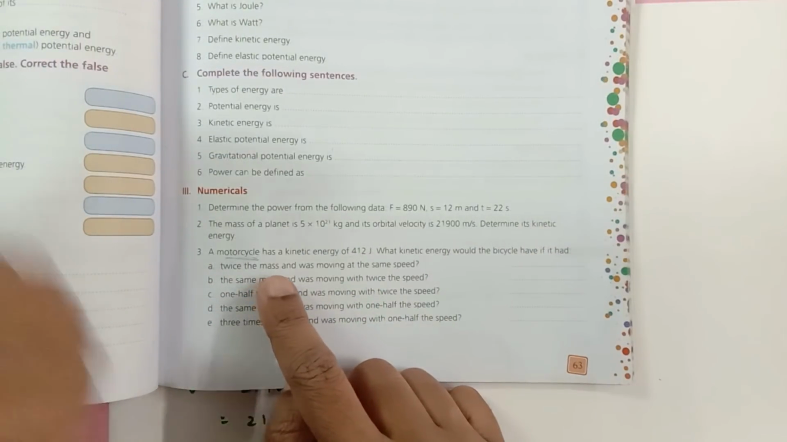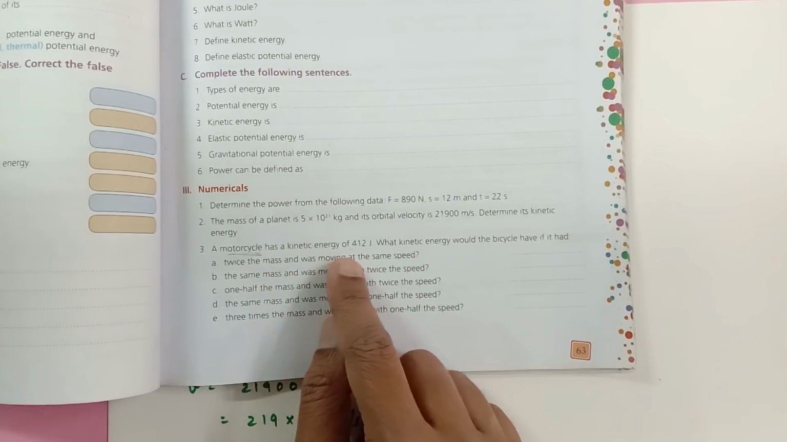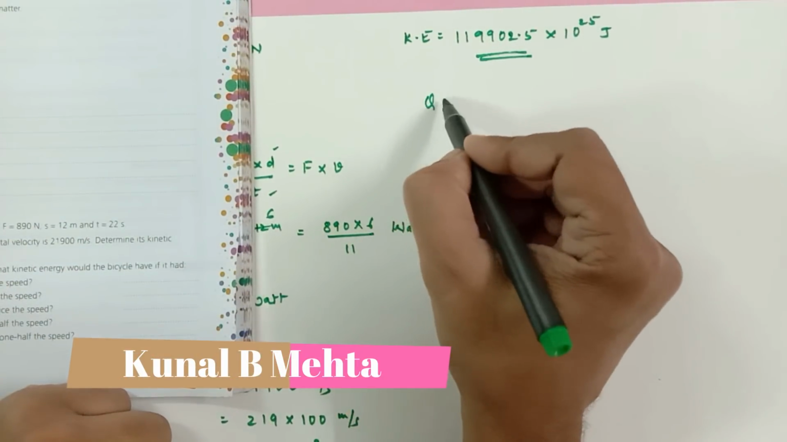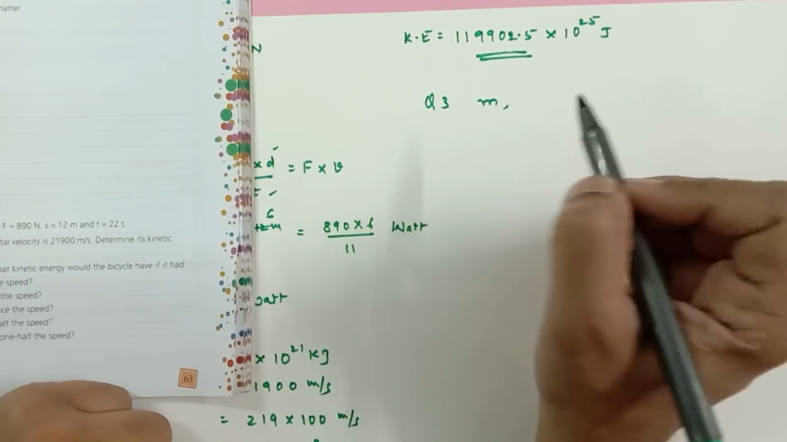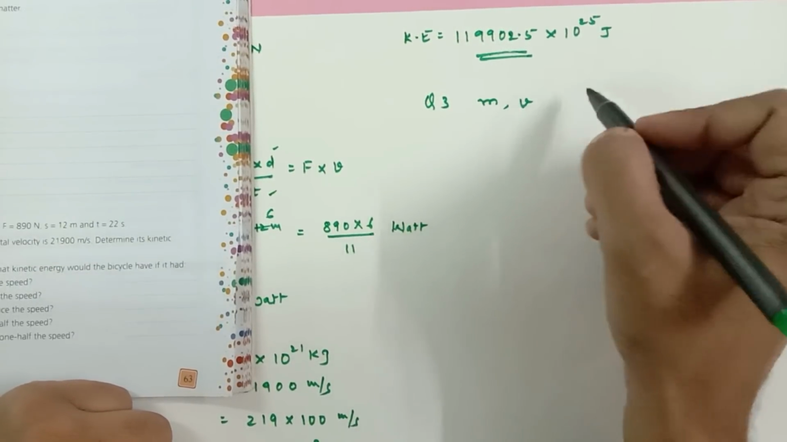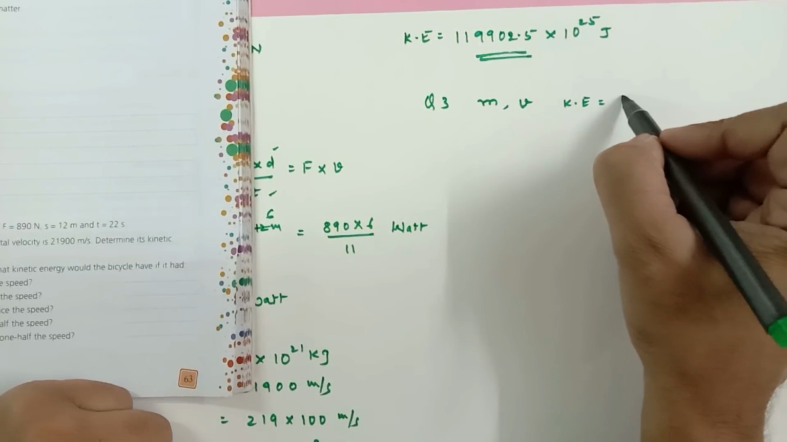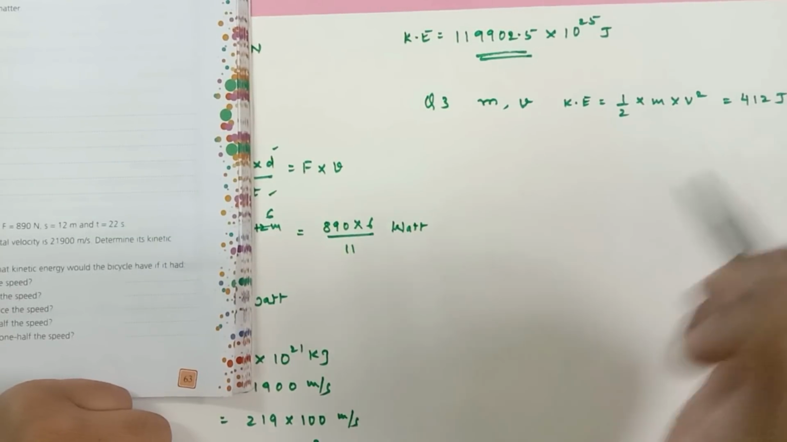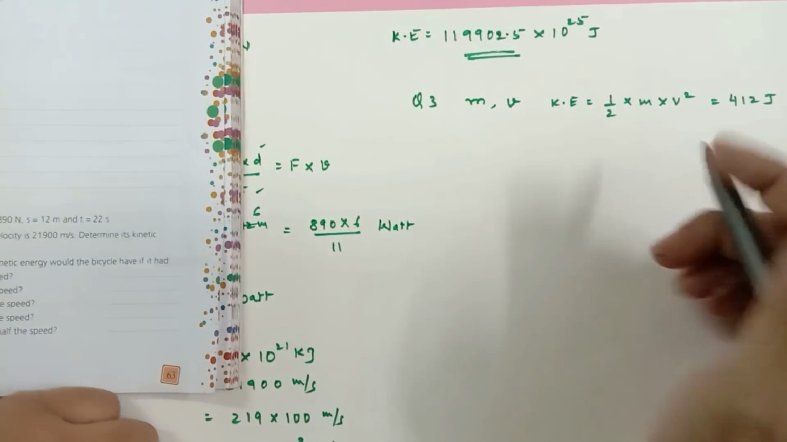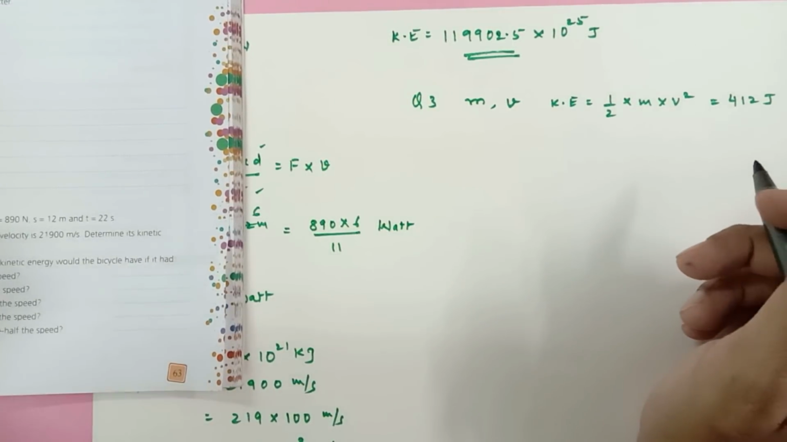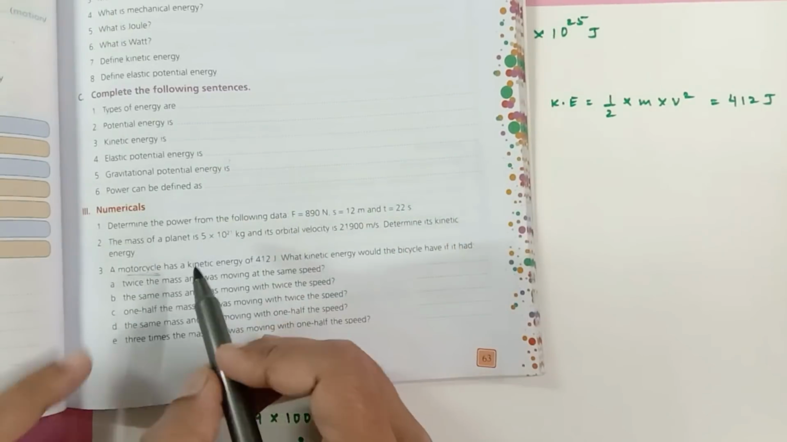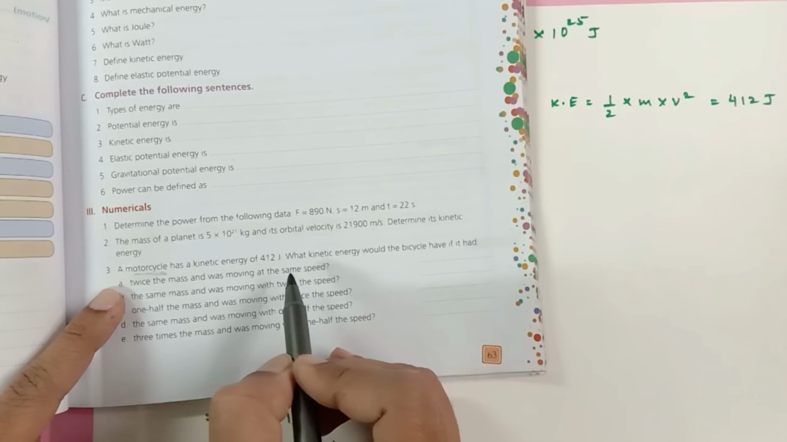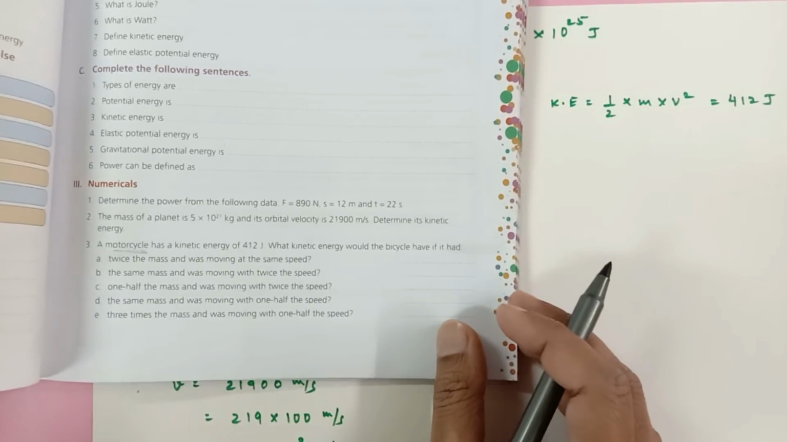Now in question number 3, they say that the motorcycle has kinetic energy 412 joules. So we assume mass of the motorcycle as m, speed of the motorcycle as v, and then the kinetic energy is half into m into v square, which is equal to 412 joule, because they have already given that the kinetic energy is 412 joule. Now they are asking us, if the mass becomes double and the speed remains the same, then by what factor is the kinetic energy going to change?